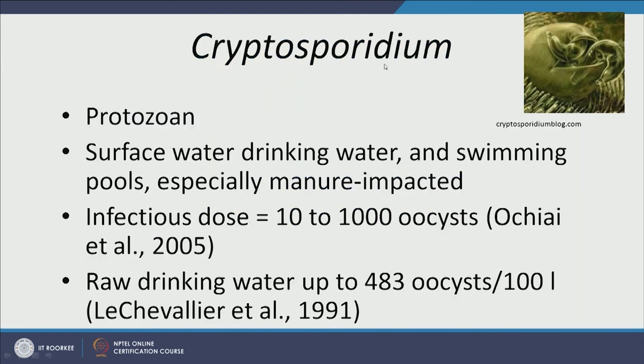So when I say Cryptosporidium, let's just study Cryptosporidium for today. It is a protozoa that causes serious diarrhea, and it's found in surface drinking water, especially swimming pools that have been exposed to human feces or animal feces. 10 oocysts of Cryptosporidium are enough to make us fall sick. And in raw drinking water, people have found up to 483 oocysts per 100 liters, which is very high. And we cannot detect more than this, by the way. So we are limited by our detection.